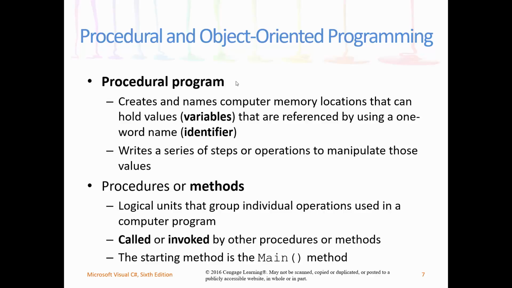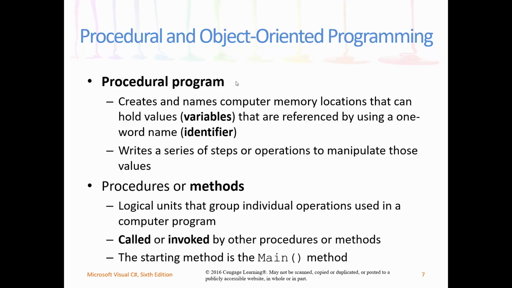Okay, all right. A procedural program creates and names computer memory locations that hold values. That's a variable. A variable is a location in memory whose value may, doesn't have to, but may vary as the program is running. For a procedural program, as it says, you write a series of steps or operations to manipulate variables.